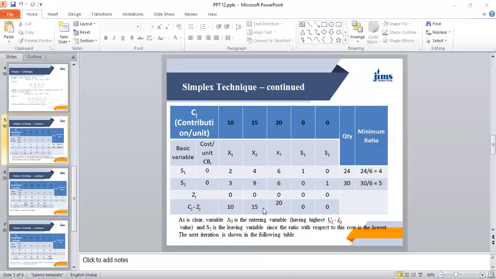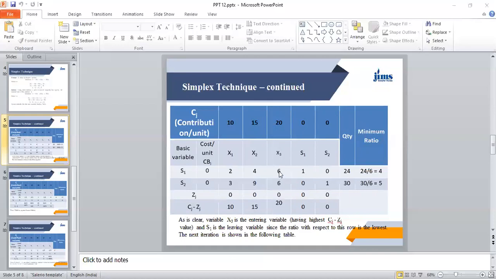Here we find that there are three positive quantities in the net evaluation row, 10, 15 and 20. So the maximum positive quantity is 20. So we start from here. This will be our key column. The column corresponding to the maximum positive value in the net evaluation row, Cj minus Zj or delta j, is known as the key column. So the key column consists of 6, 6, 0 and 20.